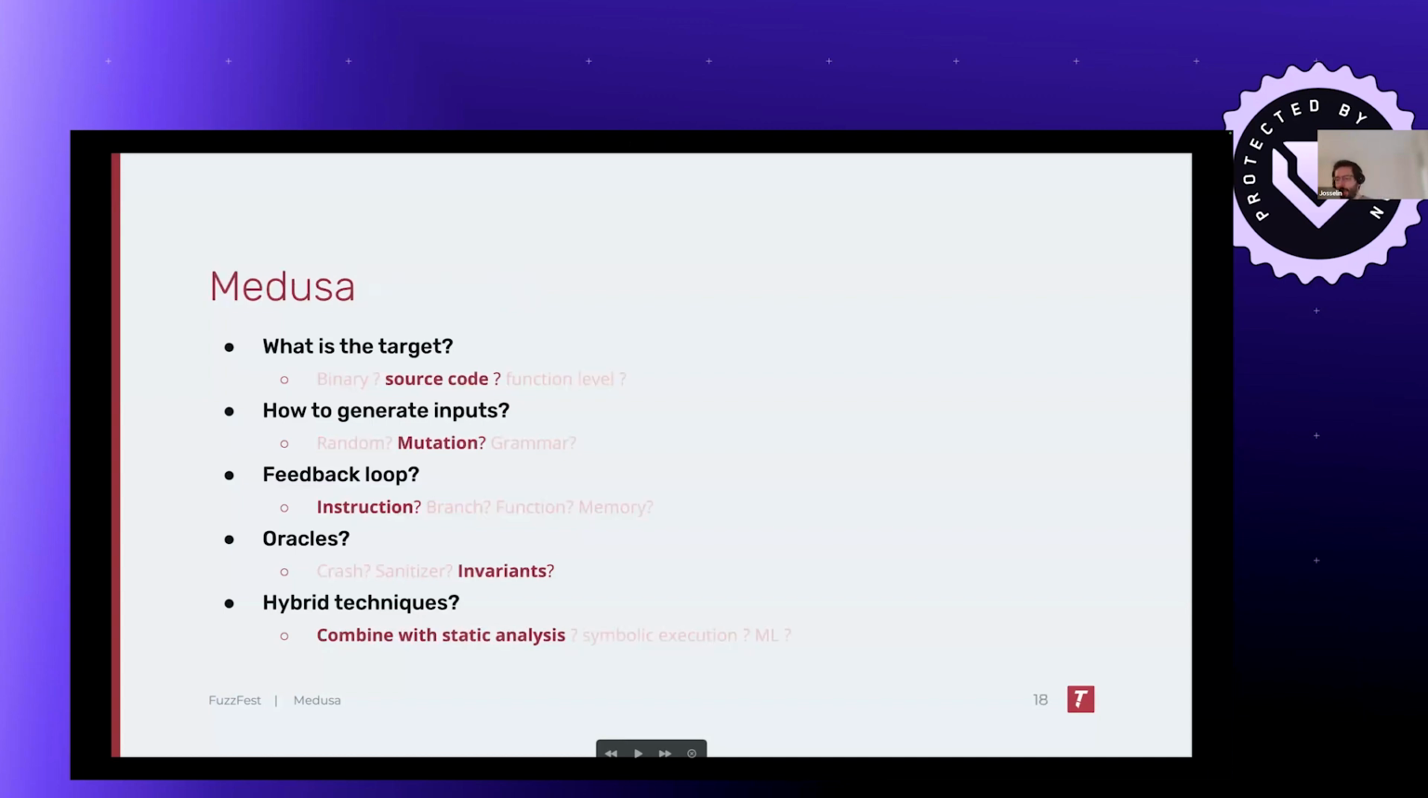So Medusa, to answer this question: it's based on source code. It's based on mutation testing, so it's going to use existing transactions and mutate them. It is going to use instruction coverage as its feedback loop. It's going to use invariants, as I already mentioned, and we have a light combination with static analysis, but for now it's really lightweight. We basically extract the constants with static analysis and we provide them to the fuzzer.